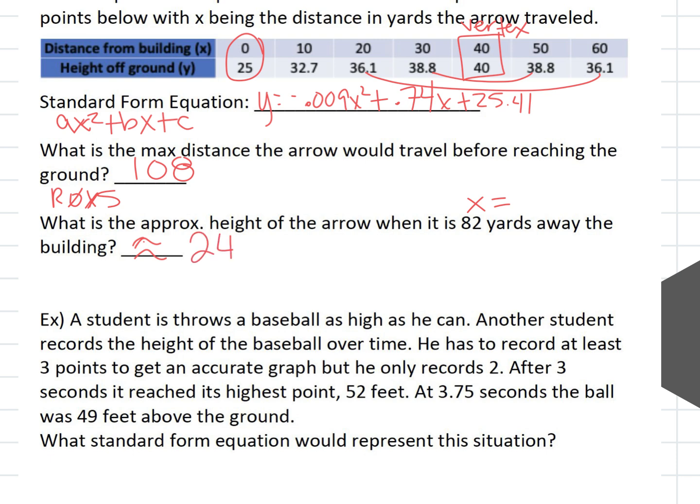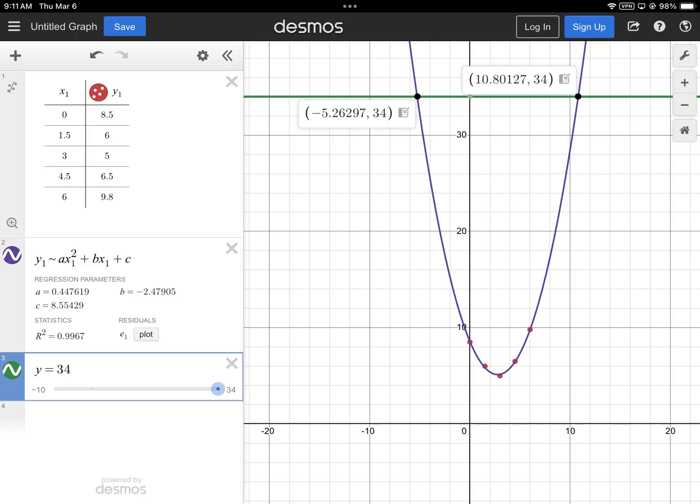Okay, so you need to be able to not only create the equation, but look at the graph and find out what is happening. So when you put this in Desmos, I put the plus, I put my table, I typed in my quadratic, and it's going to give me A, B, and C. And these are kind of ugly. So A is 0.447. We could actually round that to 0.45. We could say B, negative 2.479, maybe negative 2.48. And then C, 8.55. That 4 is not going to change anything.